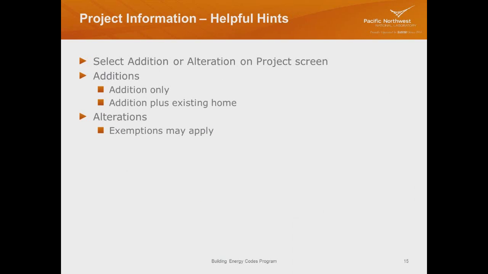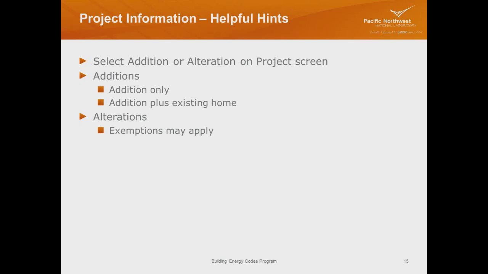So, some helpful hints. If you're selecting addition or alteration from the project screen, so for additions, what is an addition? That's an existing home that you're adding conditioned floor area to. So let's say you are going to remodel the garage, and you're going to make the garage a family room. The garage used to be for cars, and it was not a heated and cooled space. When you are taking a garage and converting it to livable conditioned space that's going to be heated and cooled, that would be considered an addition.